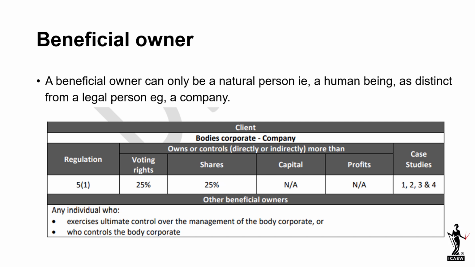For example, here we've got a corporate entity, and the beneficial owner is any individual who exercises ultimate control over the management of the body corporate or who controls the body corporate. Generally, it's anybody who has voting rights over 25%. So anybody who owns or controls directly or indirectly more than 25%.